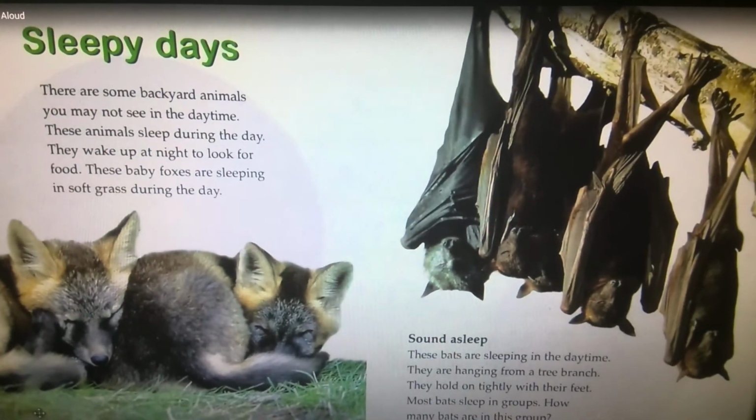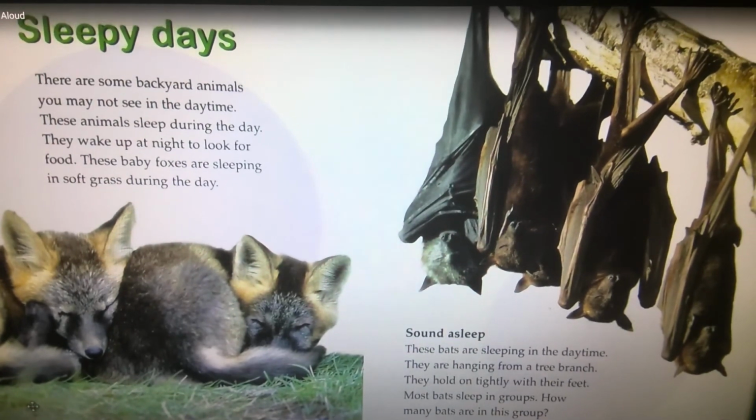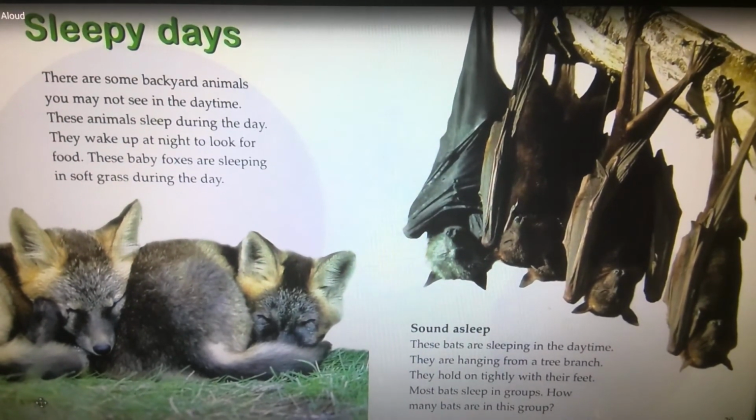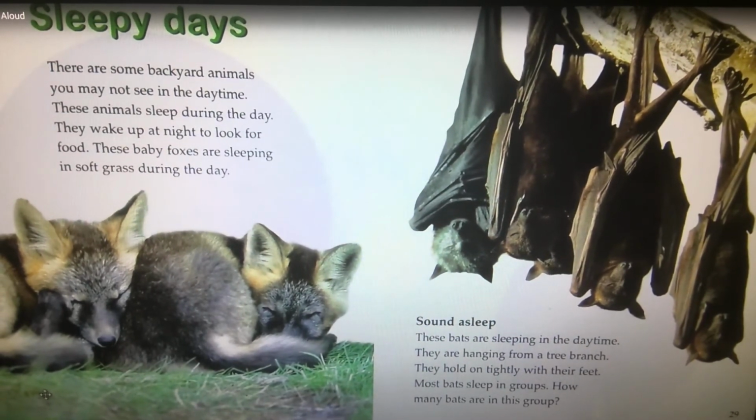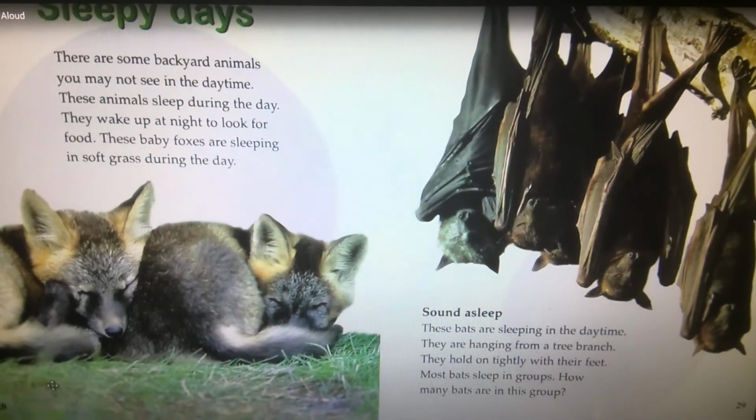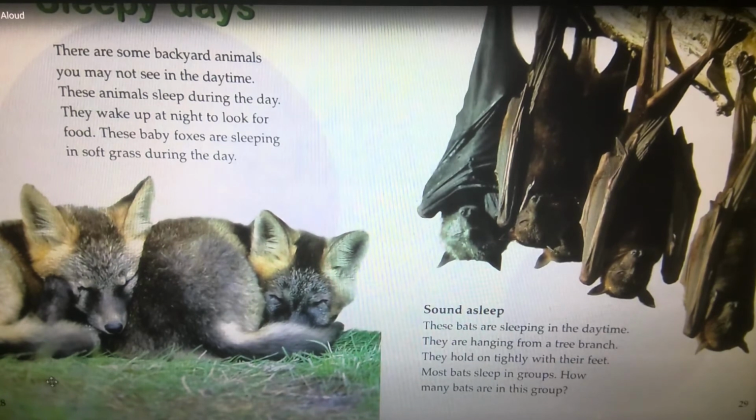There are some backyard animals that you may not see in the daytime. These animals sleep during the day. They wake up at night to look for food. These baby foxes are sleeping in soft grass during the day. I can tell you that in our habitat, Kew Gardens, we have bats at Forest Park. You go to Forest Park when the sun is going down and you look up into the sky, you can see bats flying around.